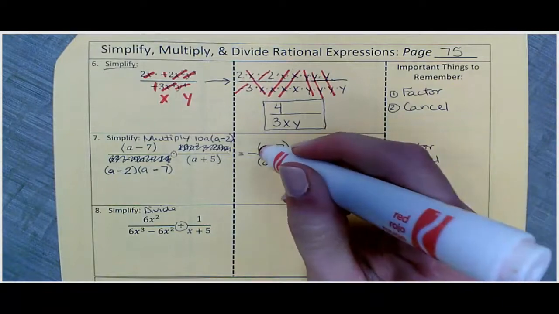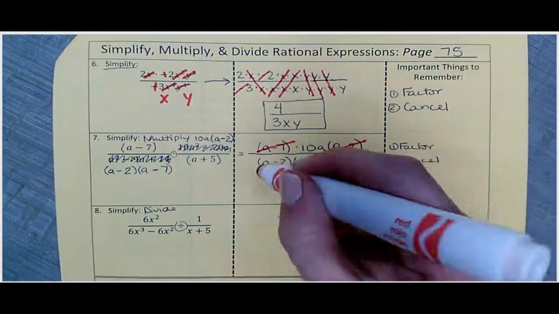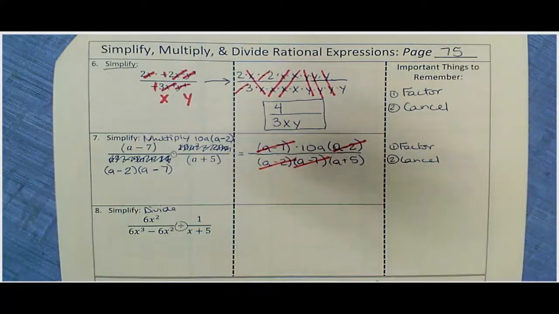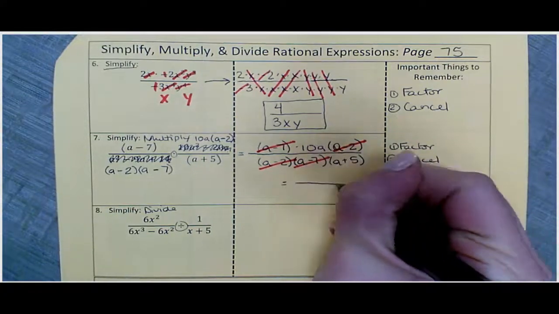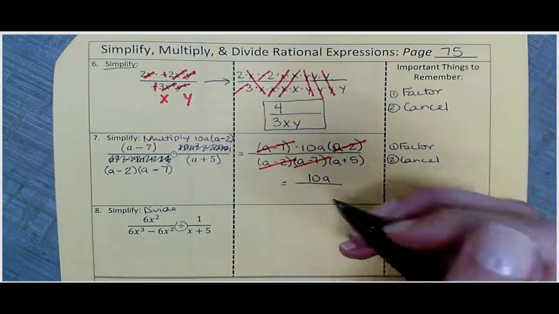I'm going to cancel out things that I have that are the same. So I see an a minus 7 on the top and the bottom. I have an a minus 2 on the top and the bottom. And I don't have anything else that I can cancel out, so that means that the rest of this needs to show up in the answer. So my numerator has a 10 and an a in it, and my denominator has an a plus 5.